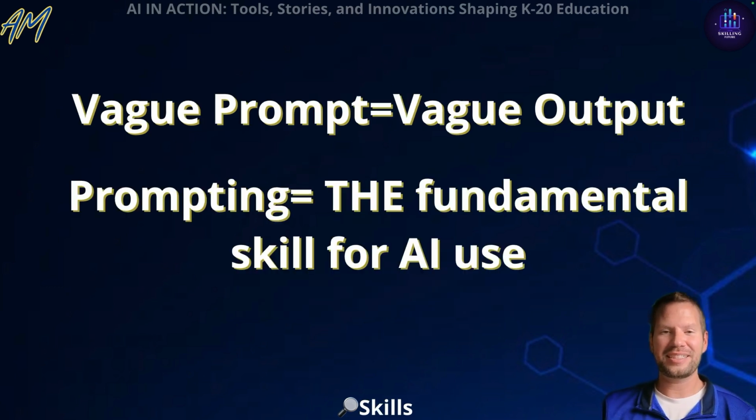So let's get to the skills. We know the policy, we have the tools, just pick one and go. If it's available and it's free, you can use it, it'll work fine. The first thing we have to be able to do is prompt. When we use a vague prompt, vague instructions, we're going to get a vague output. This is the fundamental skill for AI use.